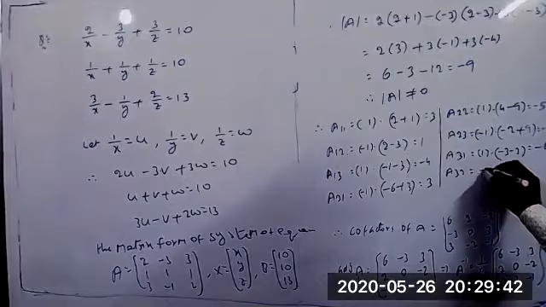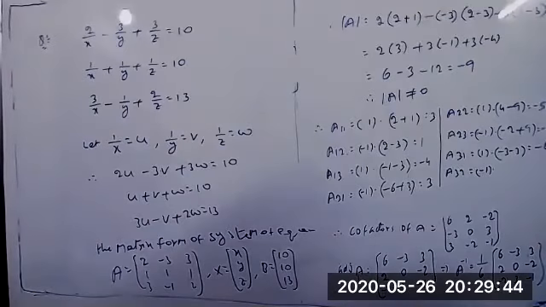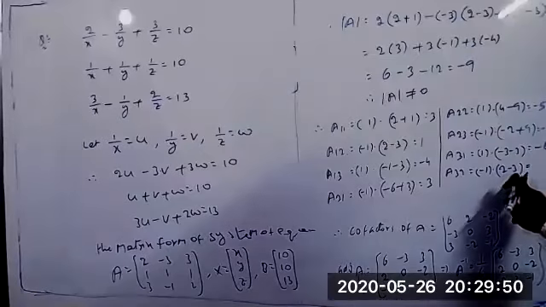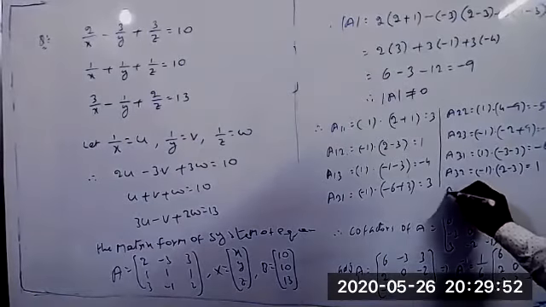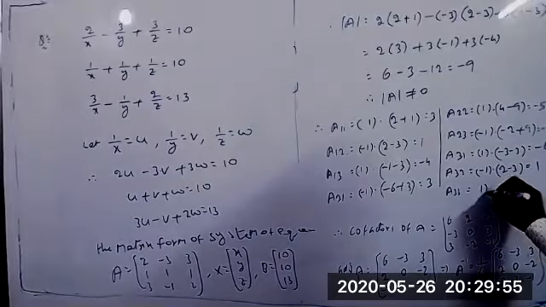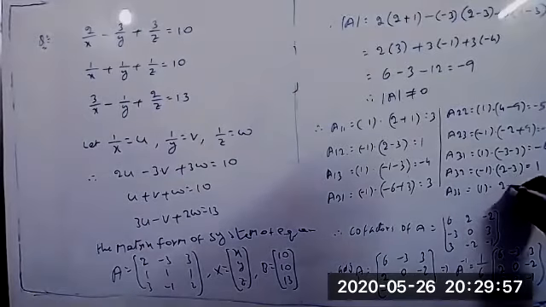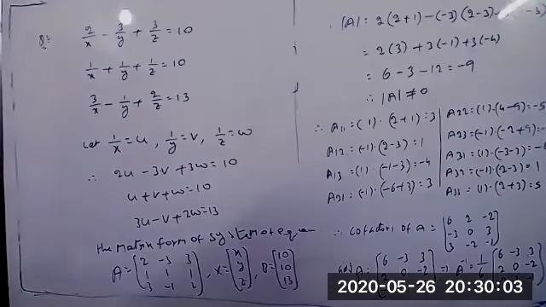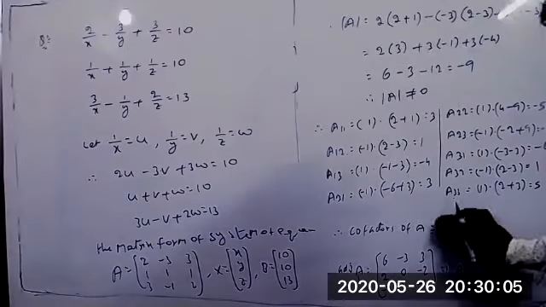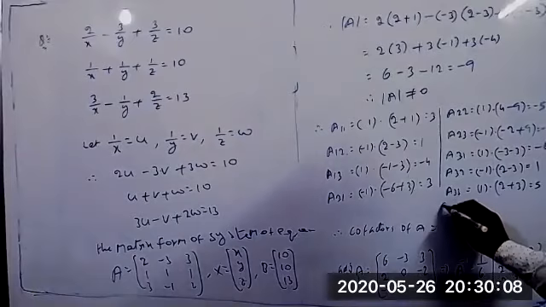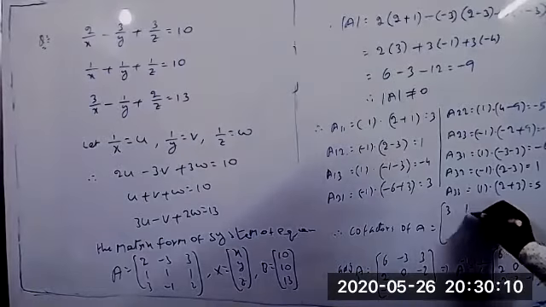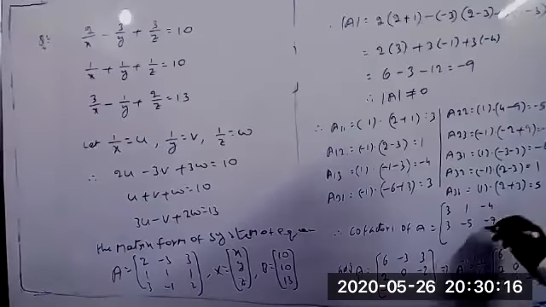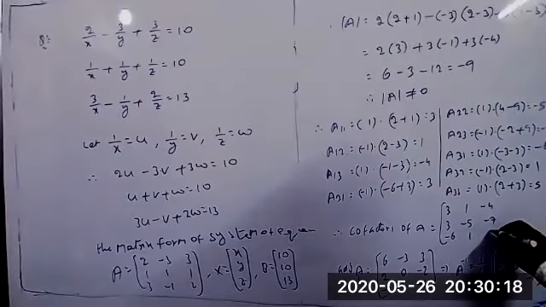A32 equals minus 1 into (2 minus 3). 2 minus 3 equals minus 1, and minus 1 into minus 1 equals plus 1. And A33 equals plus 1 into (2 plus 3), which equals 5. The cofactors of A you can write. The cofactors of A equal 3, 1, minus 4, 3, minus 5, minus 7, minus 6, 1 and 5.